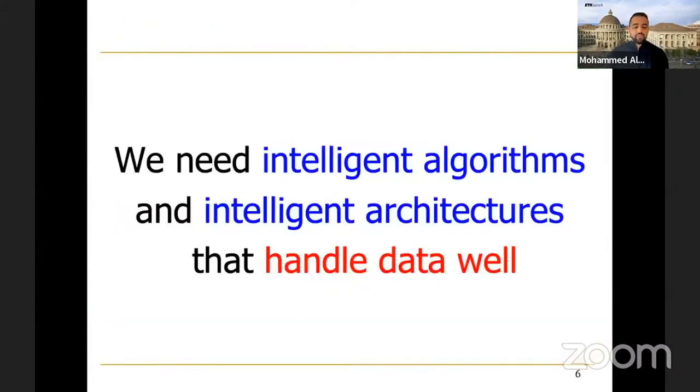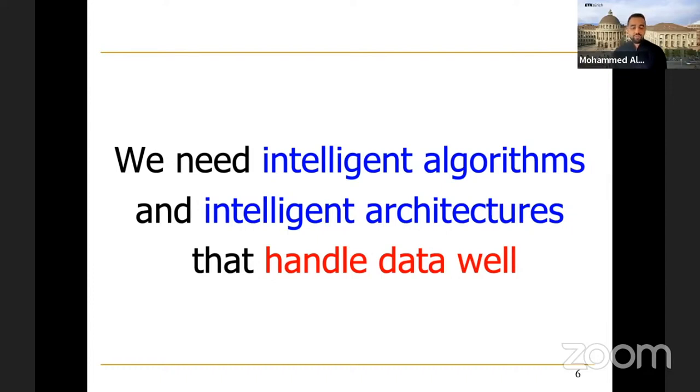All right, so the main conclusion of this talk is that we need intelligent algorithms and intelligent architectures that handle data well. What does that mean? If you would like to reap the greatest benefit out of your algorithm, you need to implement it in hardware. And same thing, if you would like to get the highest benefits from your hardware, you need to design an algorithm that understands the hardware.